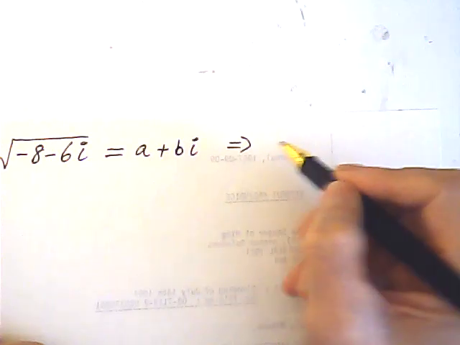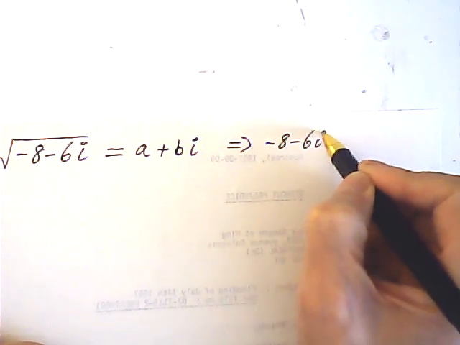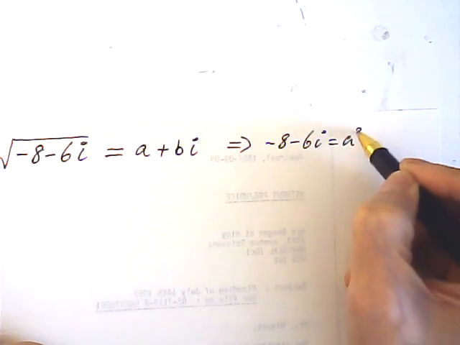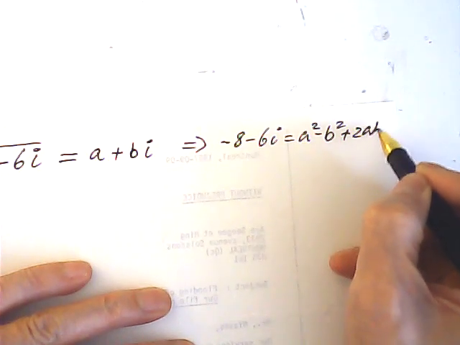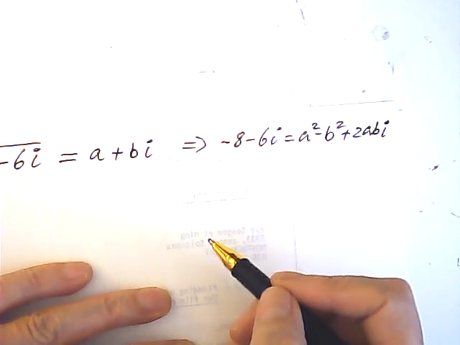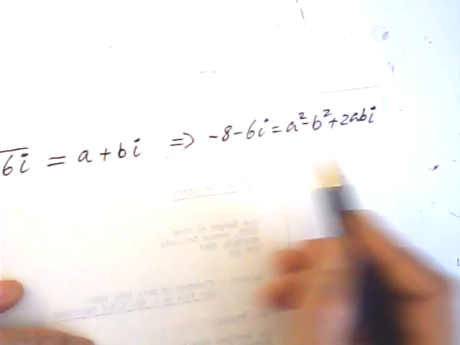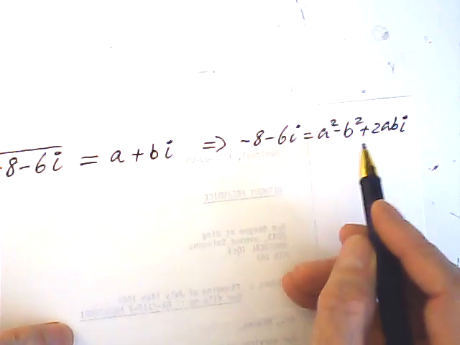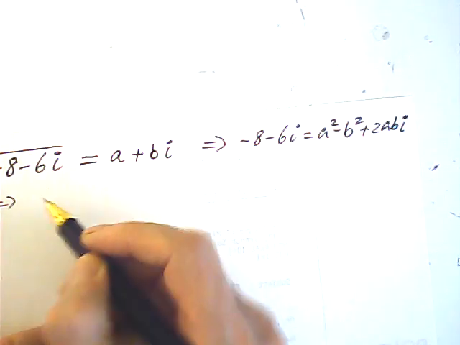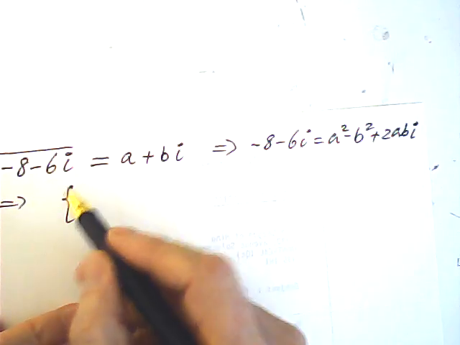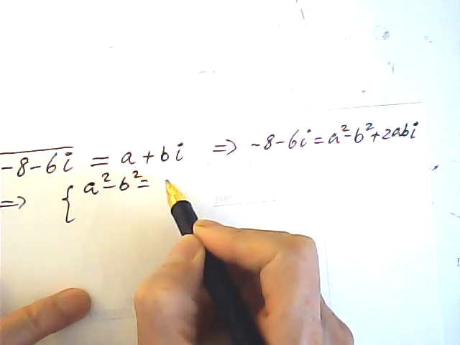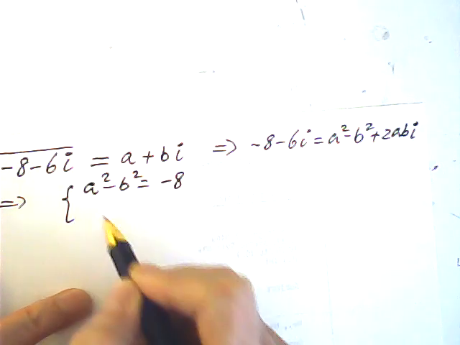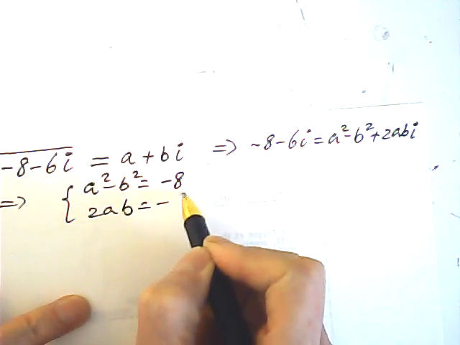Then I square both sides. Squaring both sides, -8 minus 6i is equal to a square minus b square plus 2abi. Then by comparing the real parts and imaginary parts, you have a simultaneous equation: a square minus b square is equal to -8, and 2ab is equal to -6.